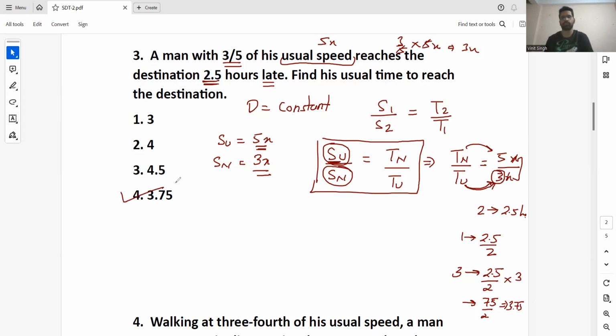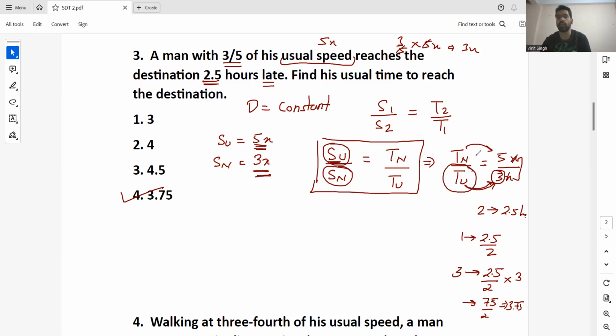Option number 4. First of all, distance is constant. When the distance is constant, S1 upon S2 is equal to T2 upon T1, and usual speed upon new speed is equal to new time upon usual time. So here we will put the value of usual speed as 5, new speed as 3. After solving all these terms, we will get the usual time.